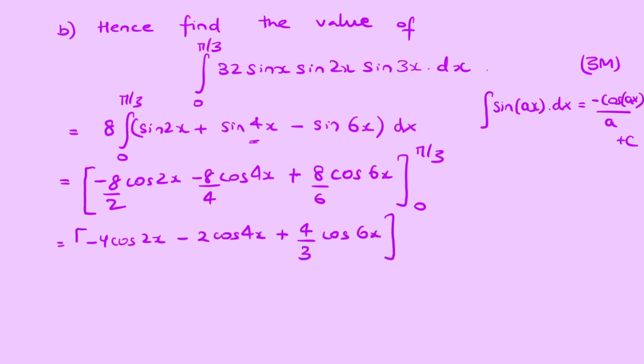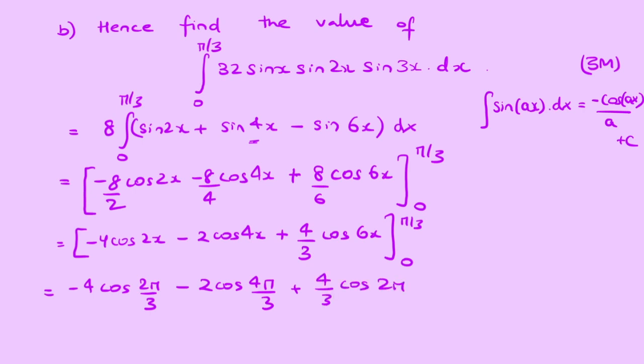And now I shall place my limits in, and let's see what I get. So I'm going to have minus 4 cos of 2 times pi over 3, so that's 2 pi over 3, minus 2 cos of 4 pi over 3 plus 4/3 cos of 6 pi over 3, which is basically 2 pi. So that's my one limit done, followed by my second limit, which is minus 4 cos of 0 minus 2 cos of 0 and plus 4/3 cos of 0.